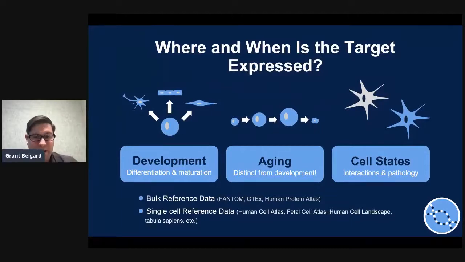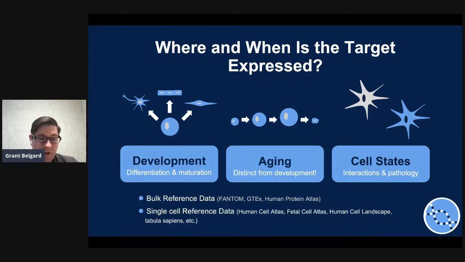It's important to understand the expression of your target of interest. How does it vary developmentally and through maturation? What happens in aging? Does it vary across cell states? Is it only seen in certain pathological conditions? Does it potentially modulate key cell-cell interactions? For example, as a receptor of a ligand that primarily is found in pathological cell states.